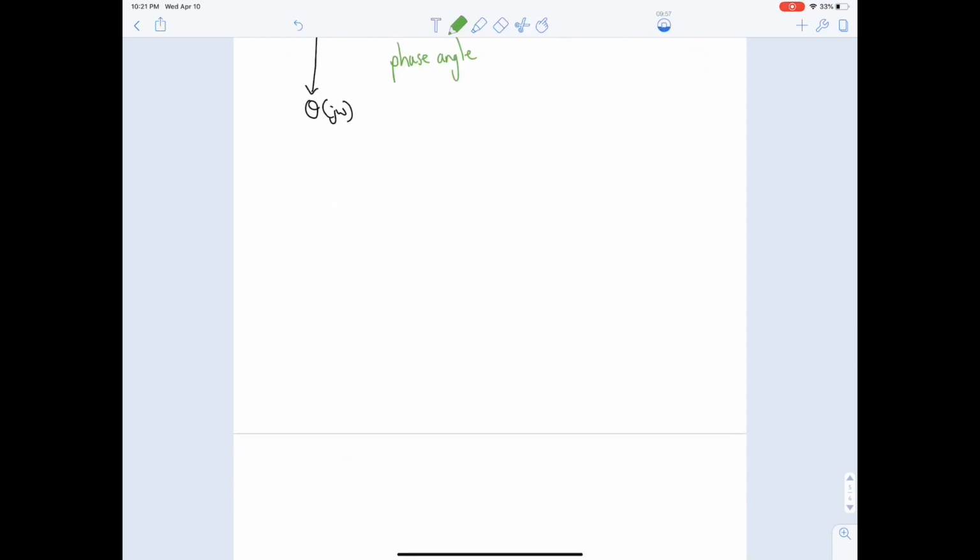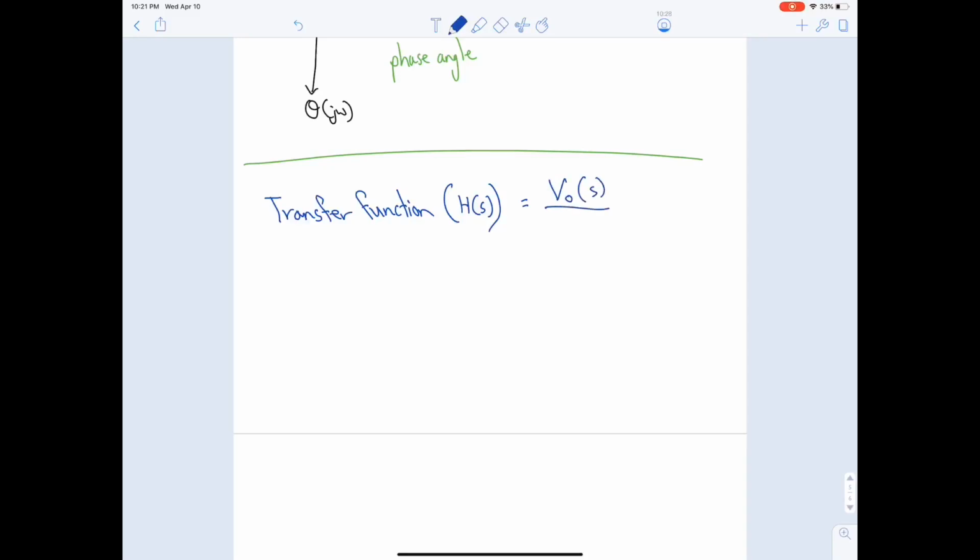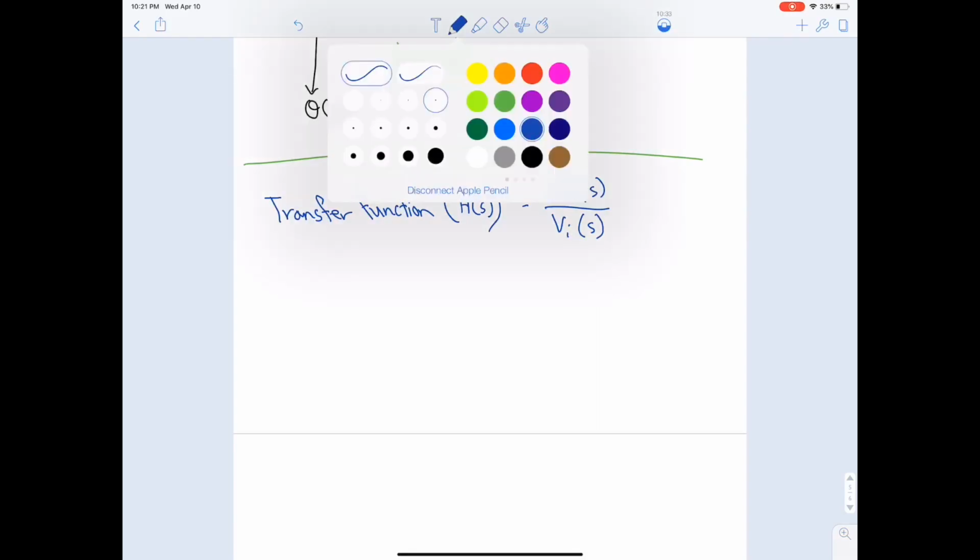Now, the transfer function of a circuit is the starting point for the frequency response analysis. We will be having a function called the transfer function. What is the transfer function? The transfer function, having symbol H(s), is equal to the output in terms of s divided by the input in terms of s. This is one form of the equation.